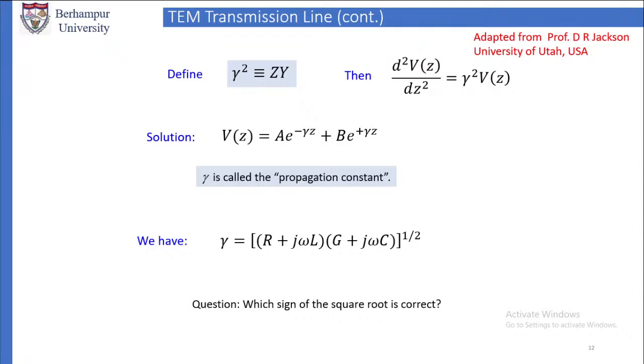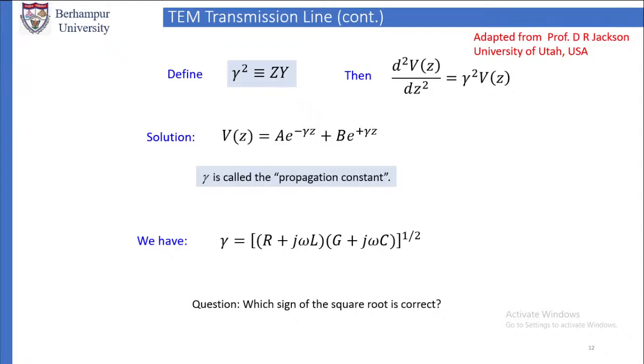So if we write gamma squared is equal to Z into Y, the differential equation now becomes d squared V by dz squared is equal to gamma squared Vz. This is a simple second order differential equation, and you can solve it easily.